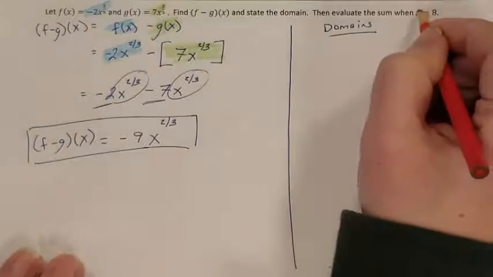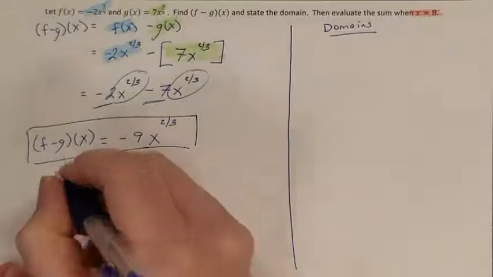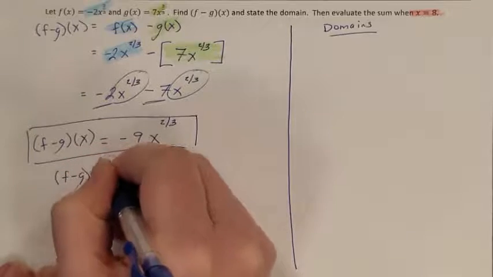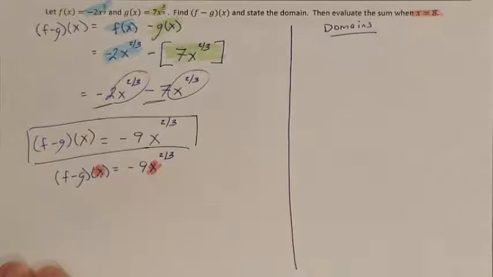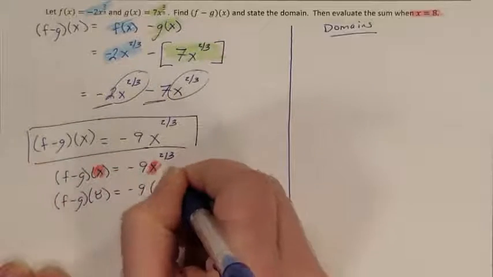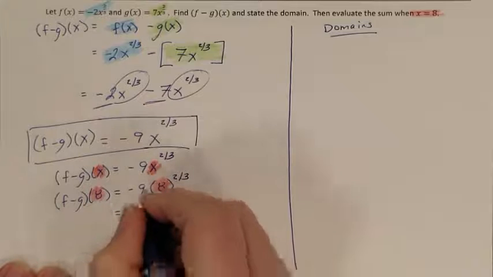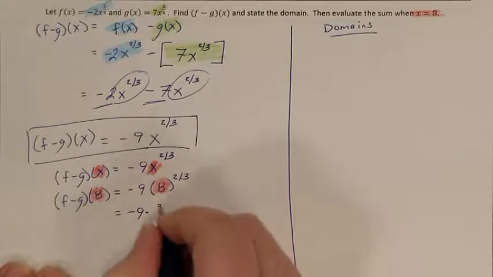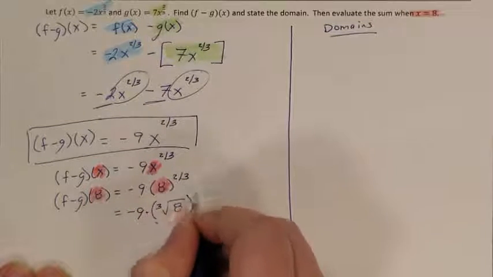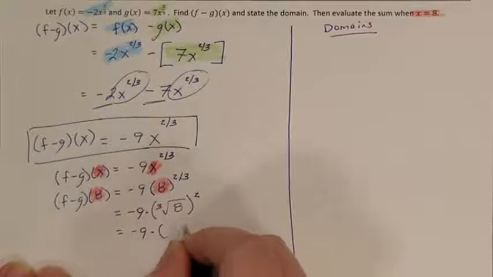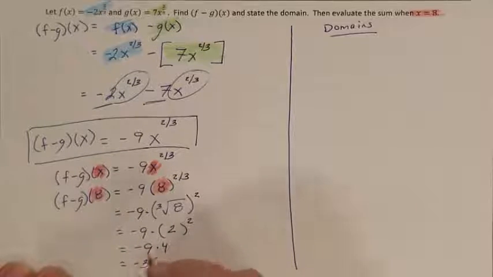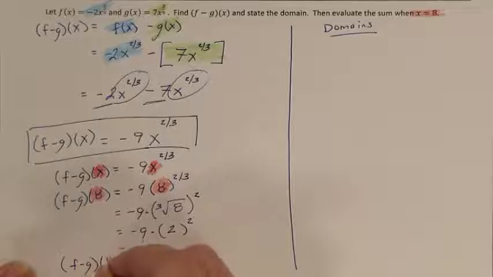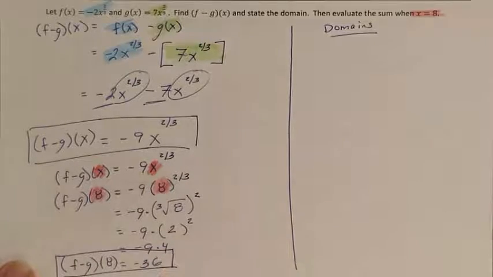Now I'm being asked to evaluate it at 8. So in my f minus g at x rule, all of these x's are supposed to be replaced with 8's. So I have negative 9 times the third root of 8, all raised to the second power. The third root of 8 is 2. So 2 to the second power is 4. Negative 9 times 4 is negative 36. So the entire f minus g at 8 rule is negative 36.